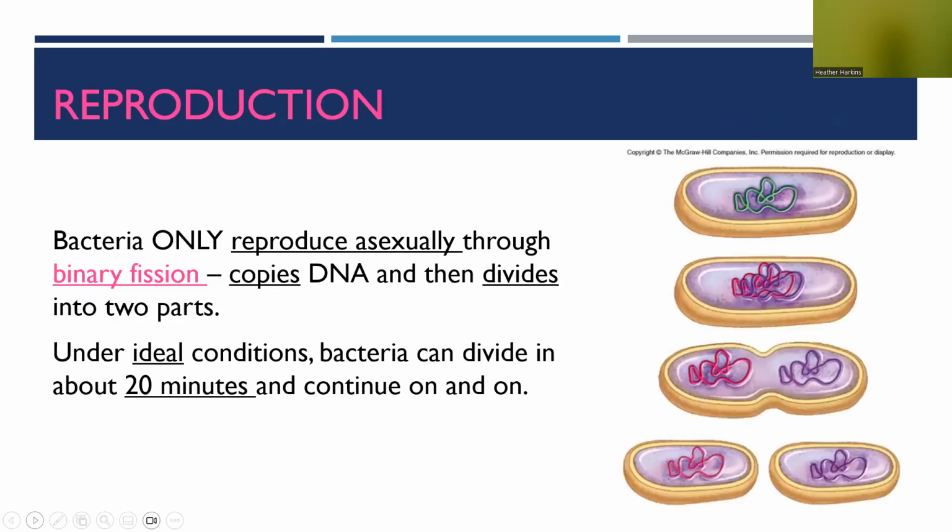Okay, how they reproduce. So bacteria only reproduce asexually through what is called binary fission. That's where it copies the DNA and it divides into two parts. And under ideal conditions, bacteria can divide in about 20 minutes and then start the process again and again and again. Okay, so in 1 hour, it can divide 3 times, but you're going to have more than just that.